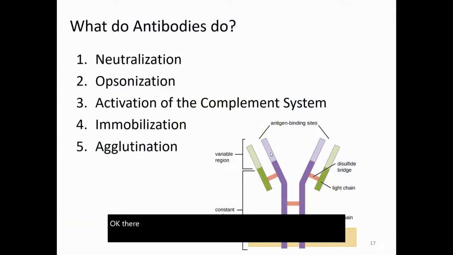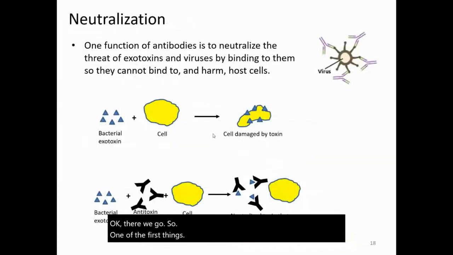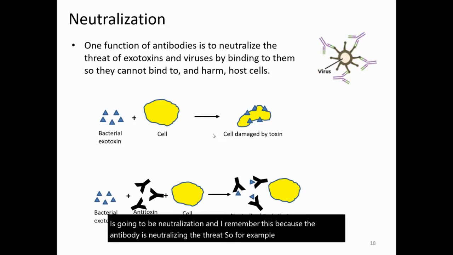Okay, there we go. So one of the first things is going to be neutralization. And I remember this because the antibody is neutralizing the threat. So for example, one threat that an antibody might need to neutralize is an exotoxin. Remember, these are enzymes that can wreak havoc on a cell, and they can actually cause the cell to die. And so this is what would normally happen. Here's the triangular exotoxin. It's going to bind to, maybe get inside the cell, and it's going to damage it. We don't want that to happen.